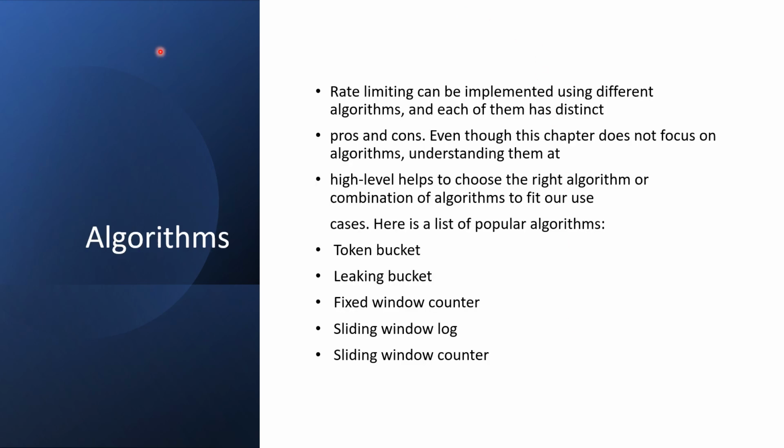These are the algorithms. Rate limiting can be implemented using different algorithms, and each of them has distinct pros and cons. Even though this chapter does not focus on algorithms, understanding them at a high level helps to choose the right algorithm or combination of algorithms to fit our use cases. Here is a list of popular algorithms: token bucket, leaking bucket, fixed window counter, sliding window log, sliding window counter.